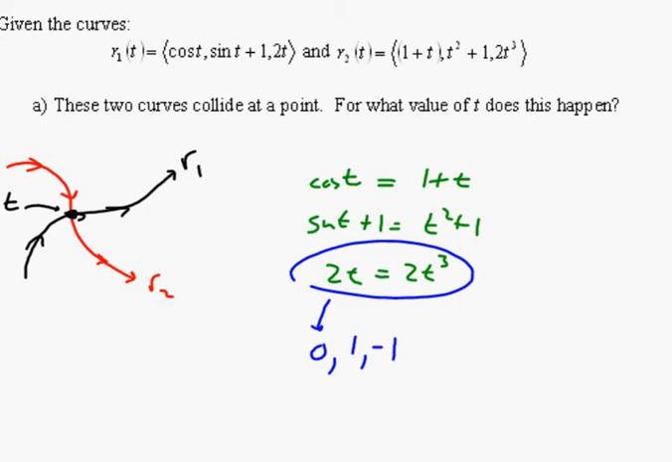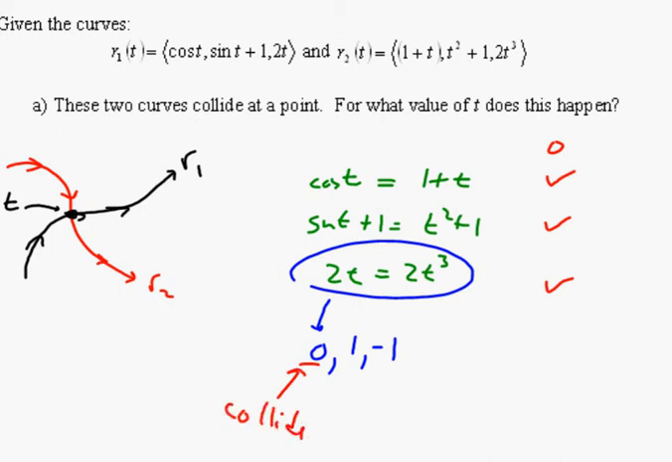All right, so now what we're going to do is try all of these out in the other two components and get them to match up. So let's start with 0. If we plug 0 in here, cosine of 0 is 1. 1 plus 0 is 1. So far, 0 as a candidate works in the first place. It works in the third. If I put 0 here, sine of 0 is 0 plus 1 is 1. 0 squared plus 1 is 1. So that works. So here's the point where they collide.